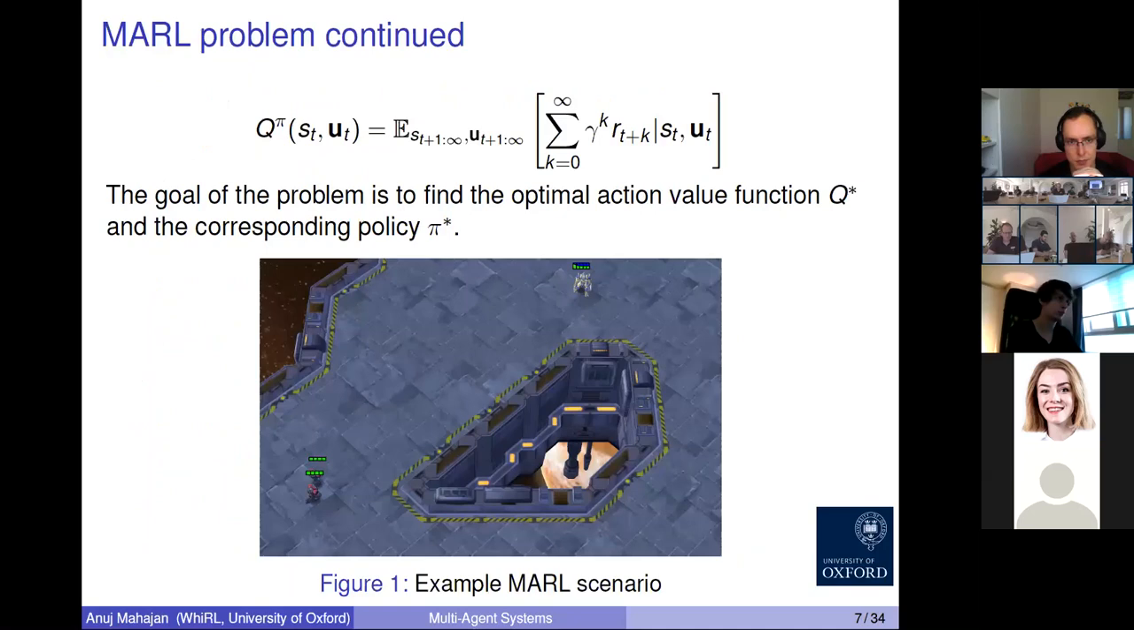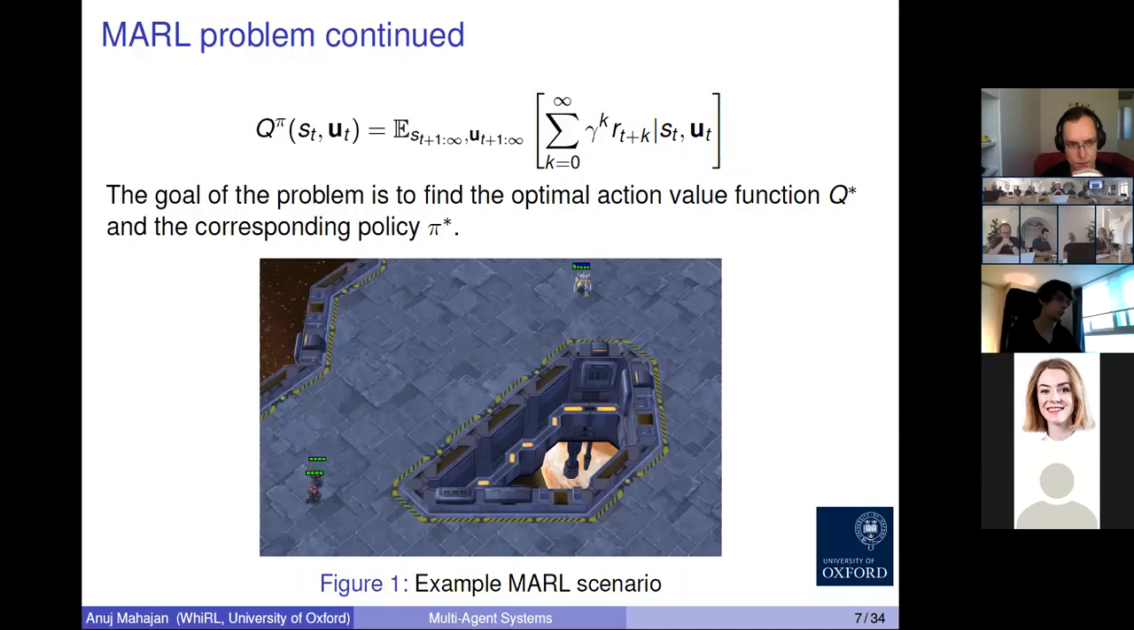In our setting, the problem is that of finding the optimal value function, which is the expected value of the sum of discounted rewards. Here, gamma is a discounting factor, and R is the reward which you get at each time step, given your current state s_t and the joint action u_t. Associated with every optimal action value function is also a corresponding policy pi star. These two problems are the same: if you solve one, you get the other. Our goal is to find an optimal policy for the agents to act in the environment.